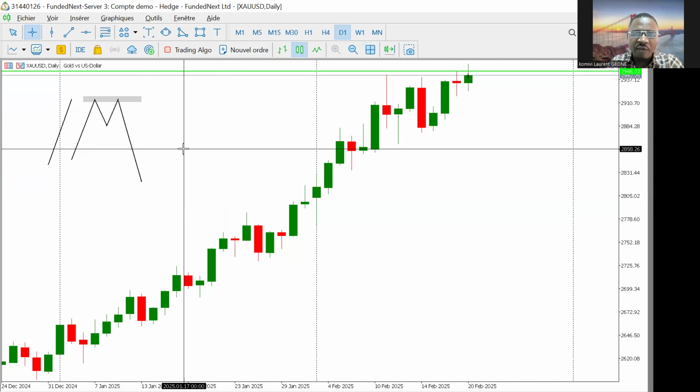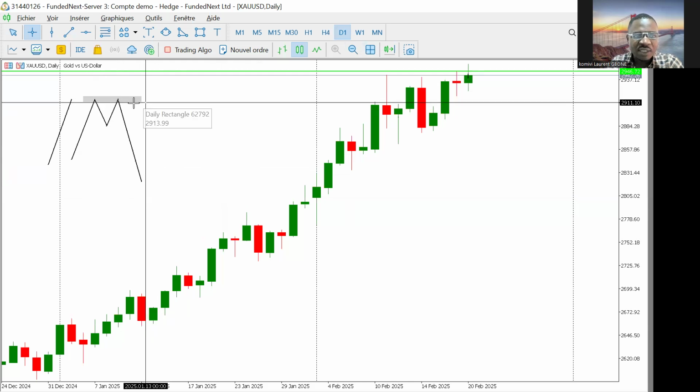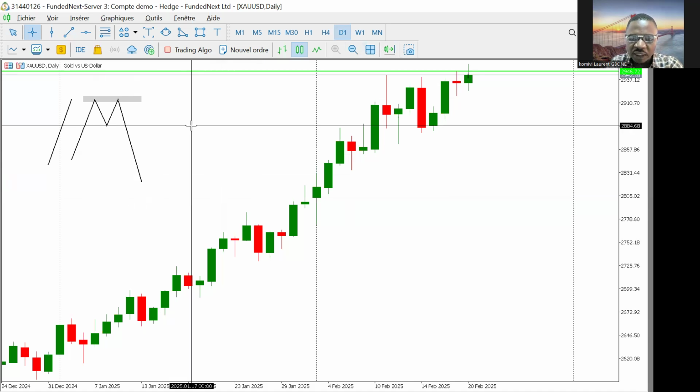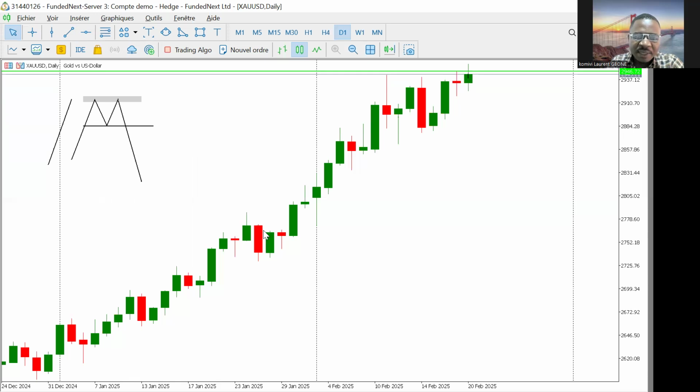These are the key characteristics. We have two peaks, high points, 1 and 2, at a similar level. Then we have a support level, which is the neckline. Let me draw it. Here is the support level. This is my neckline, the neck of the M. A support level that when broken confirms the pattern.